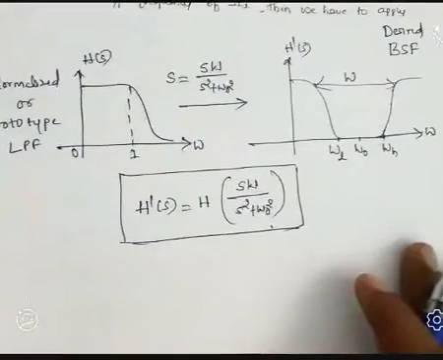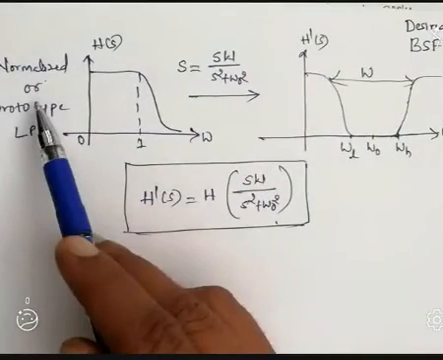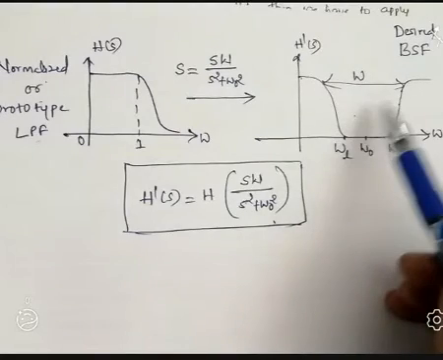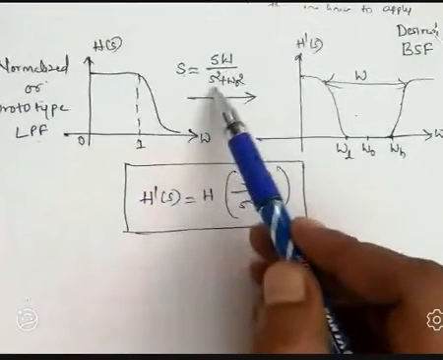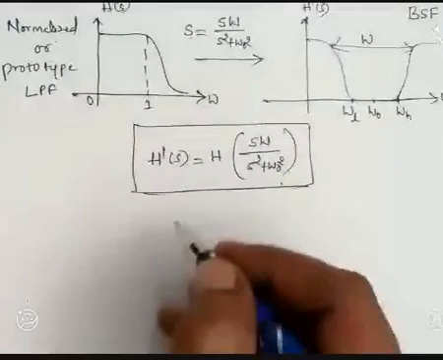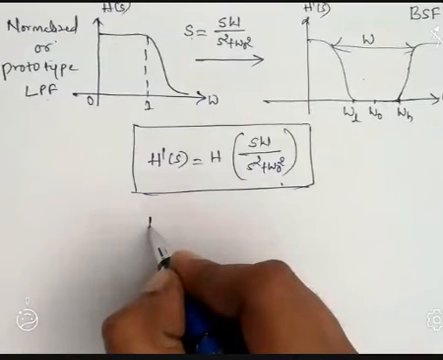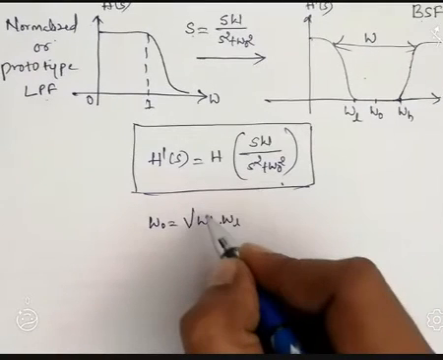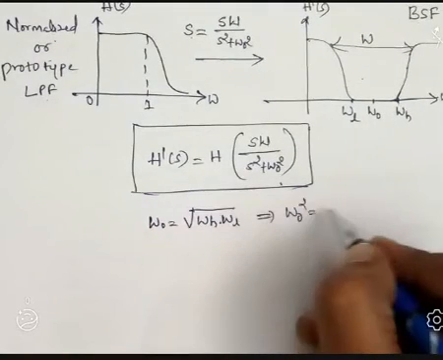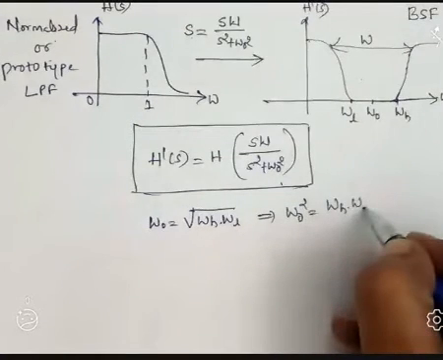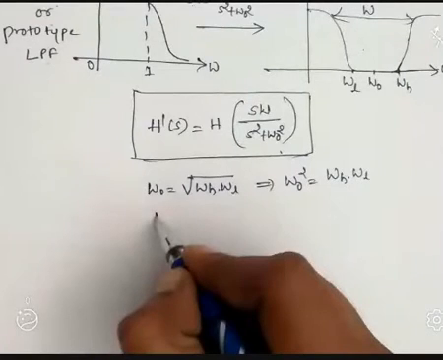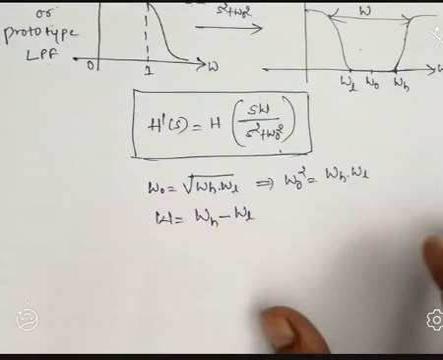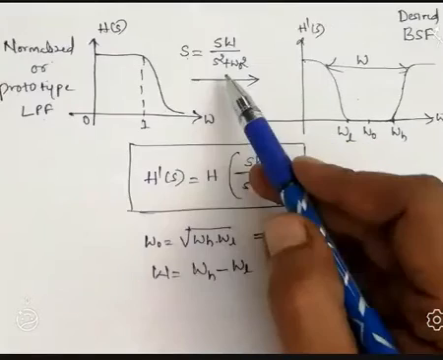So from this diagram we can say that we transformed the normalized or prototype low pass filter to a band stop filter of desired frequency by replacing S with SW divided by S square plus omega naught square. Already we know from the previous case that omega naught is the square root of omega h into omega L, or omega naught square is equal to omega h into omega L, and W is the difference between the higher band frequency and the lower band frequency. Hence, S is replaced by SW divided by S square plus omega naught square.